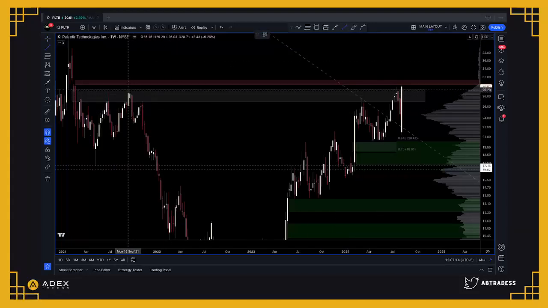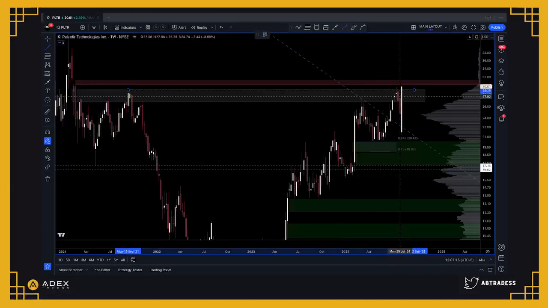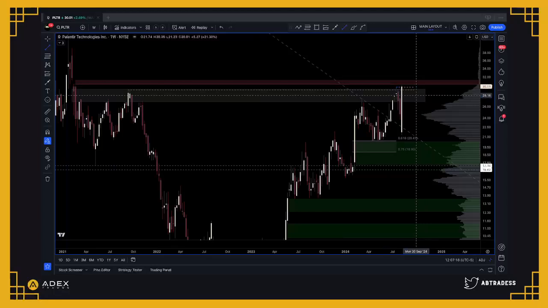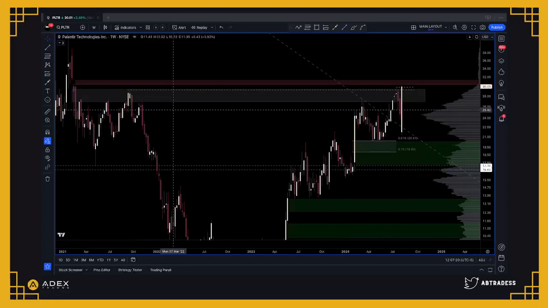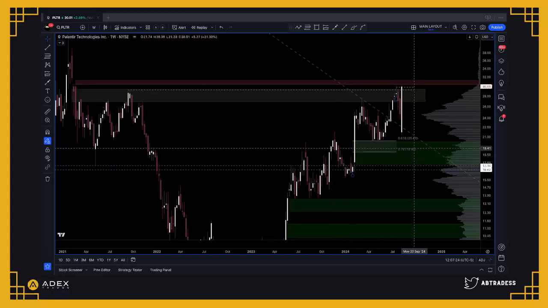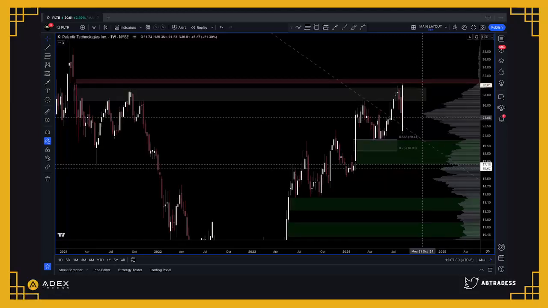If we take out this pivot here, failed to close above. If we take this one, we closed above both of those higher time frame pivots that caused what? Massive rejections every single time. So Palantir is definitely a top watch going into next week.